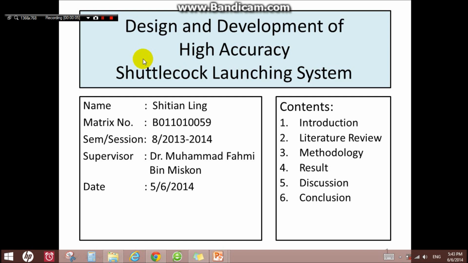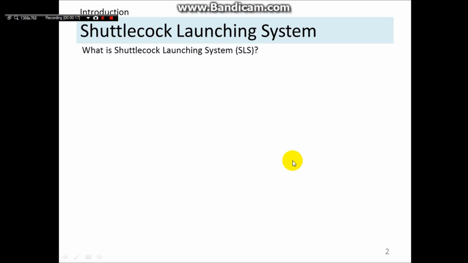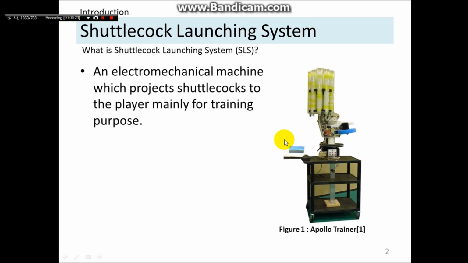Now I would like to present my final year project, which is the design and development of high accuracy shuttlecock launching system. First of all, I want to introduce to you what is shuttlecock launching system. It is an electromechanical machine which projects shuttlecock to the players mainly for training purpose.